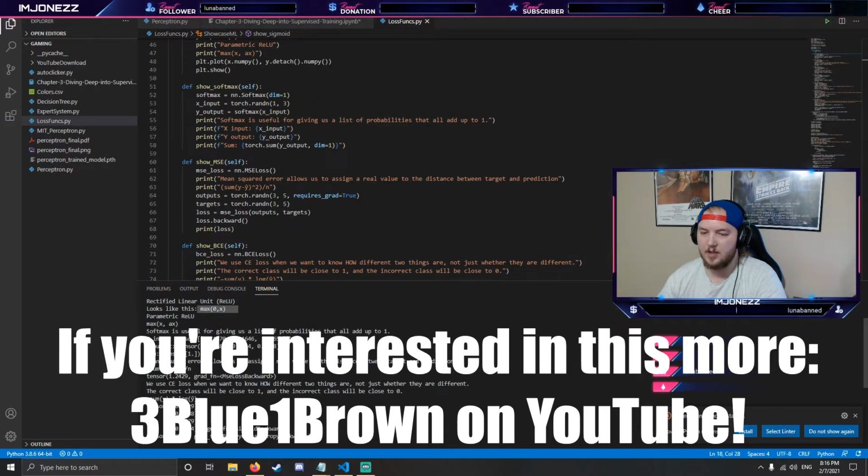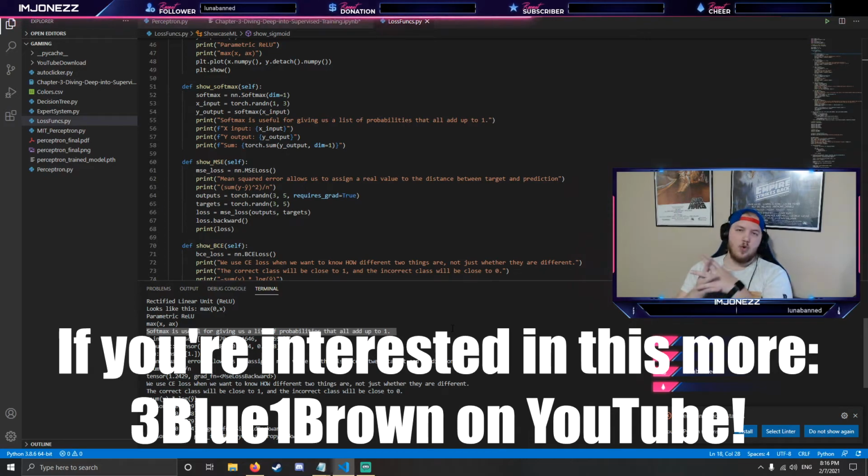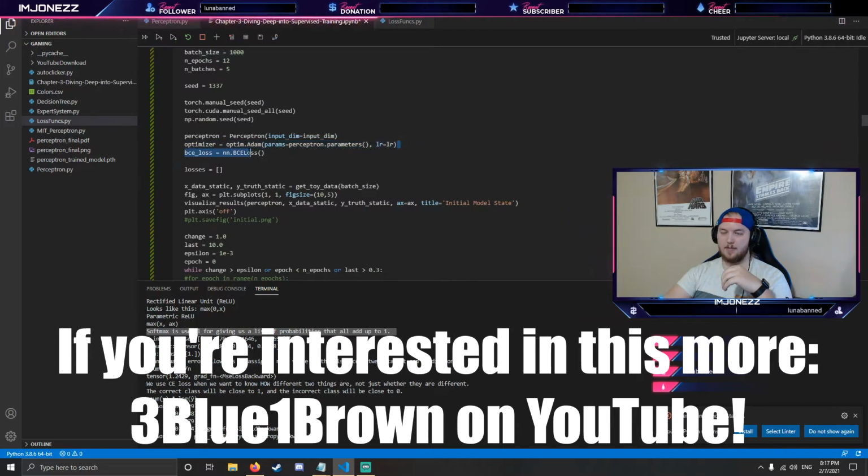So softmax is useful for giving us a list of probabilities that all add up to 1. This is normally used at the end of a neural network. And it's really useful for identifying how your neural network classified different probabilities. Our optimizer that we're using is Adam. I would recommend before you get into optimizers pretty deeply, just use Adam every time unless you're specifically told to use a different one.